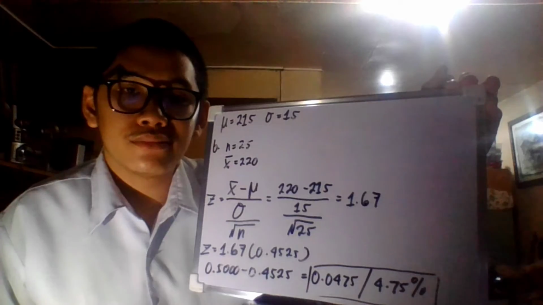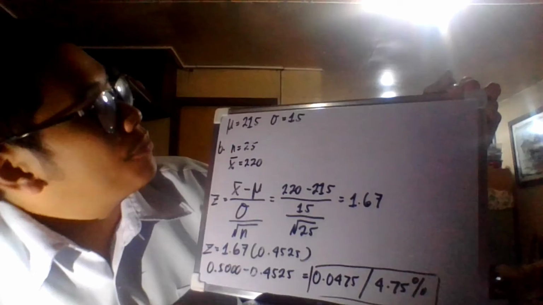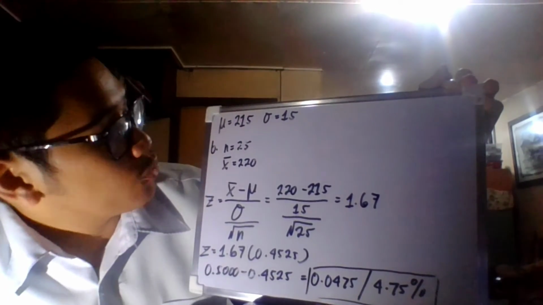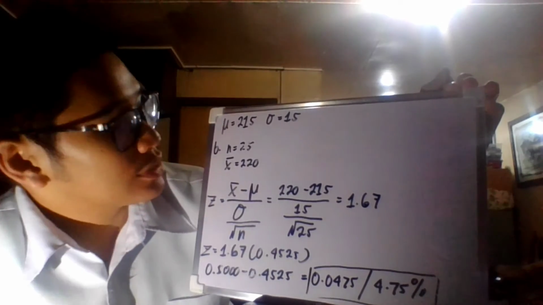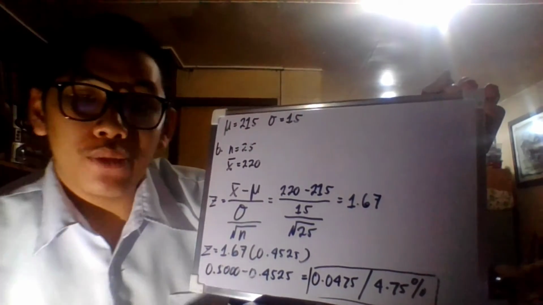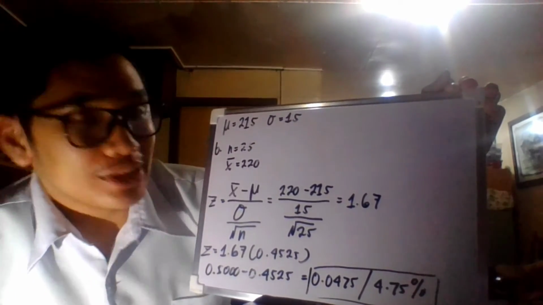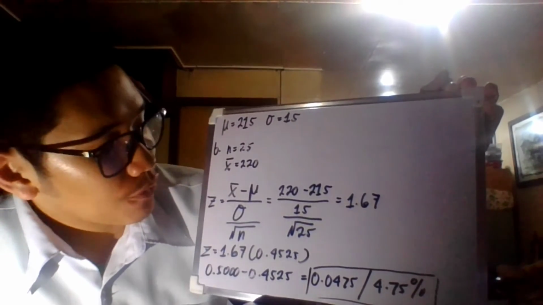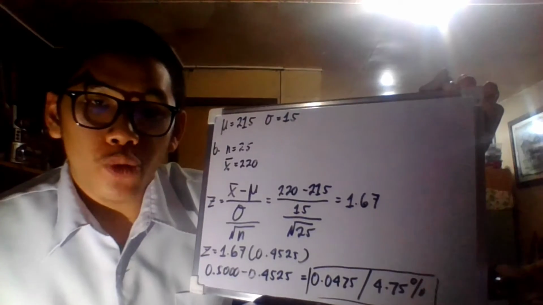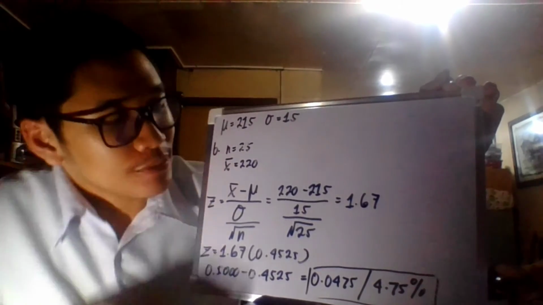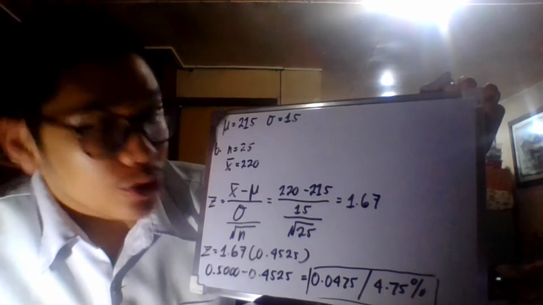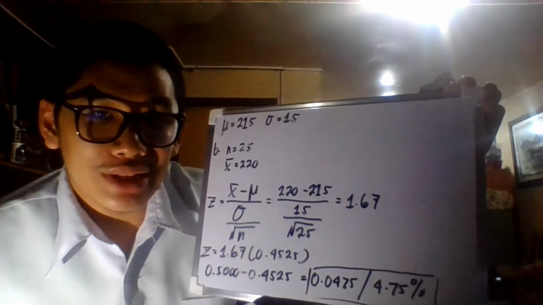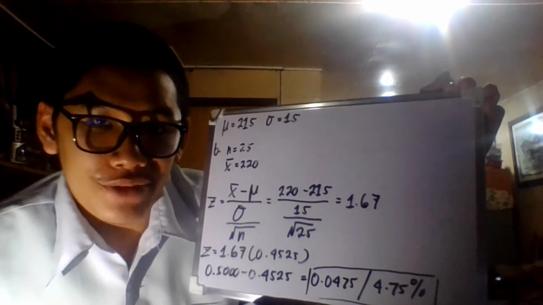37.07%. Now, for the letter B, our mean is still 215, our standard deviation is still 15, but we have now n, which is the samples, equals 25, and our x is 220. We will use the formula z equals x minus mean over standard deviation over square root of n. Substitute it, 220 minus 215 over 15 over square root of 25. By the use of calculator, the answer is 1.67.